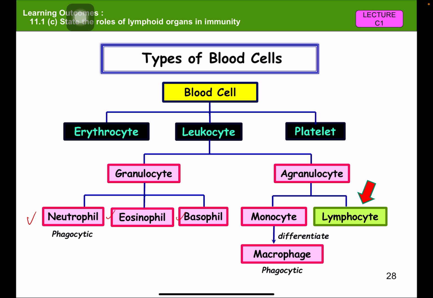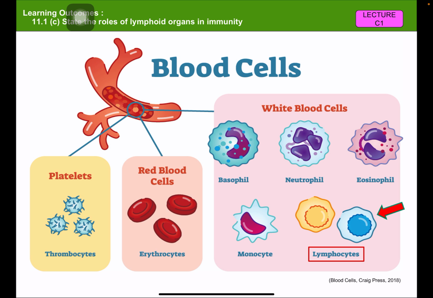Monocytes later will differentiate into the macrophage, which also is a phagocytic cell. And now we are going to learn more on lymphocytes here. So this is your blood cells. We have the platelets, the red blood cells, and also the white cells. So the most important is the lymphocytes.